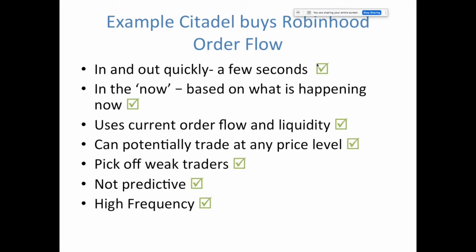They're picking off weak traders, 100%. They're buying from the weakest traders in the market, potentially the Robinhood traders. Is it high frequency? Yes. They're going to trade thousands of times a day doing this. So it ticks all the boxes. Classic example of an order flow style, ticking all the boxes. They can trade anytime using the current information only, and at high frequency. So that is an example of an order flow trader.